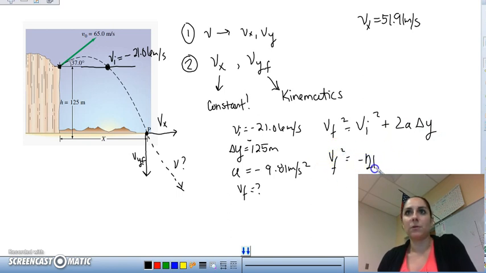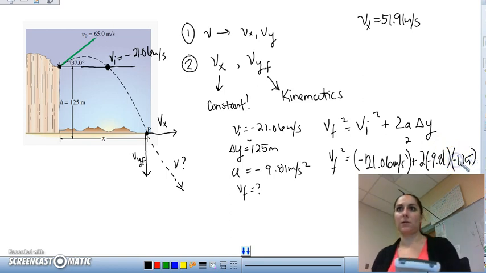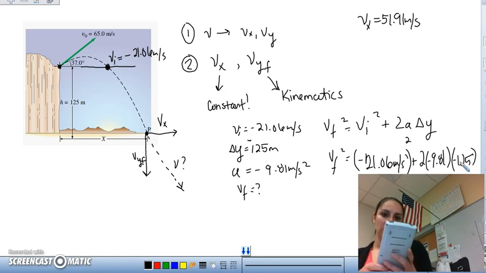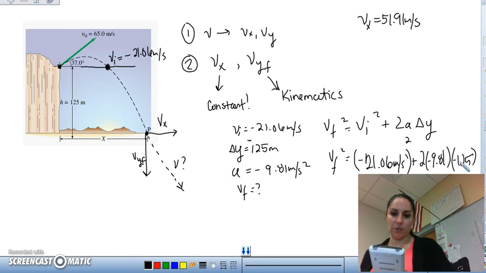So I can plug in my information. So this is negative 21.06 squared plus 2a. I'm going to drop my units just so my stuff fits here, so I apologize for that. So let's calculate that. 21.06 squared plus 2 times 9.81 times 125, square root, oh, syntax error, gotta do it again. Alright, 21.06 squared plus 2, 9.81, 125, square root the answer to get just V by itself.